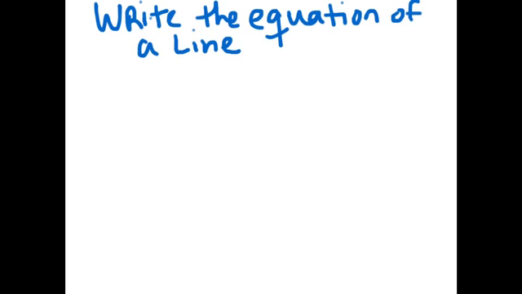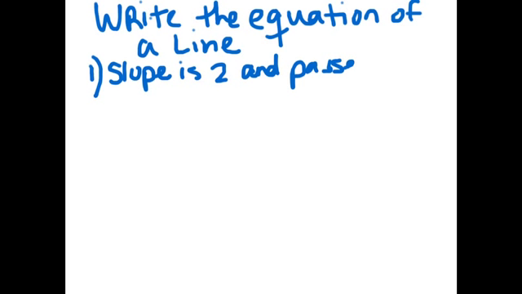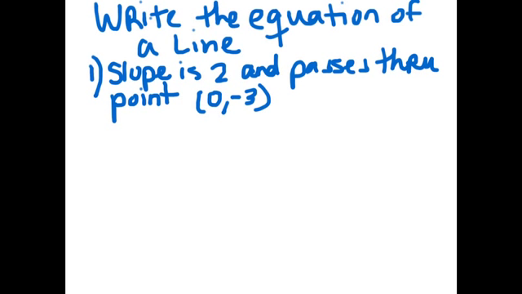Okay, now we're in the bottom section of your notes, and we're going to start off with number 1. The directions are, write the equation of a line. This is in number 1, the column at the very bottom. We're going to write the equation of the line that has a slope that is 2 and passes through the point 0, negative 3.